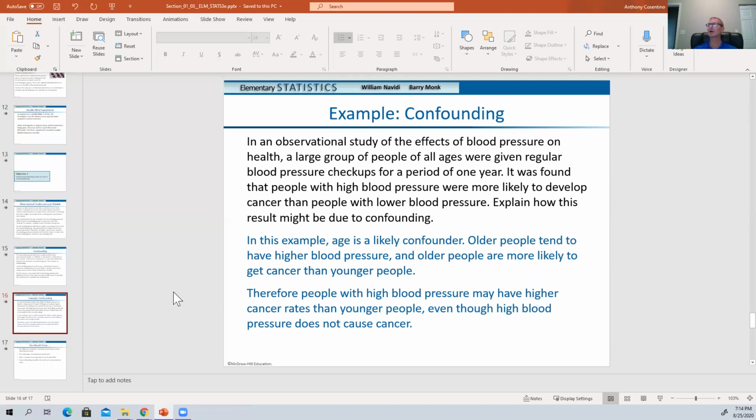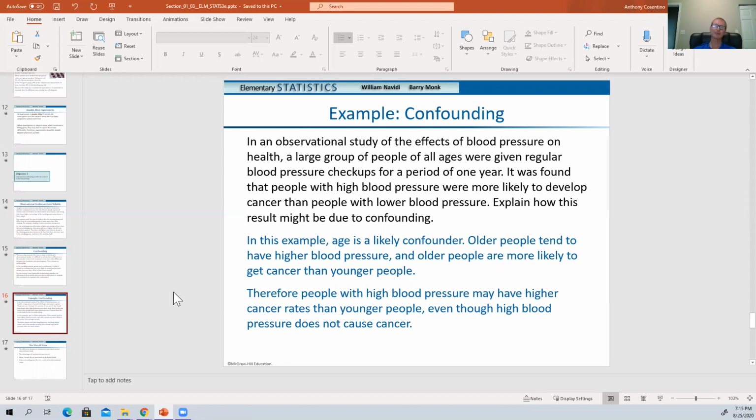This one says, in an observational study of the effects of blood pressure on health, a large group of people of all ages were given regular blood pressure checkups for 1 year. It was found that people with high blood pressure were more likely to develop cancer than people with lower blood pressure. Explain how this result might be confounding. So before I looked at the answer, I thought of the age of people. I've realized in my life as I get older, my blood pressure is creeping up a little bit, still pretty good, but it has crept up.